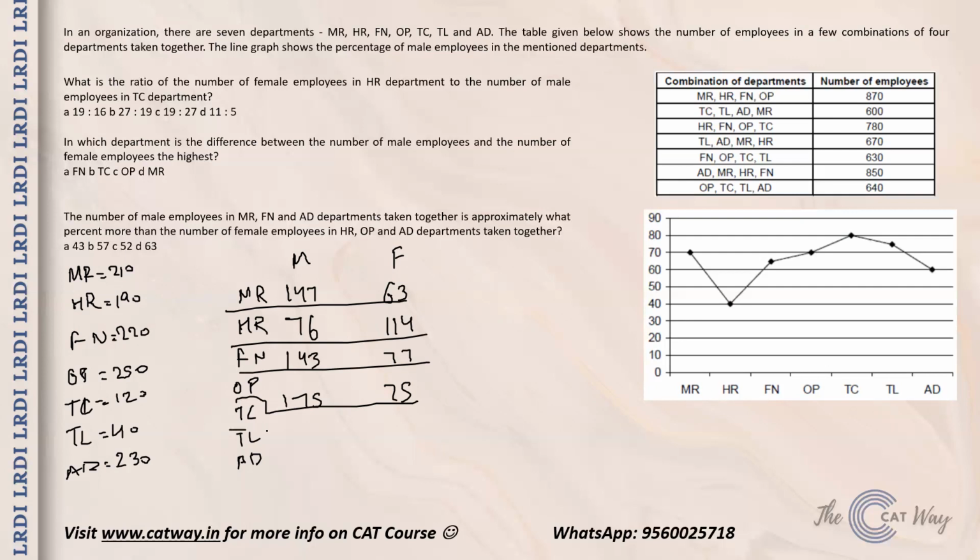I'm writing it this way. TC, if you talk about, 96 men are there, 24 women are there. TL, you have 30 men and 10 women. And AD, you have 138 men and 92 women.